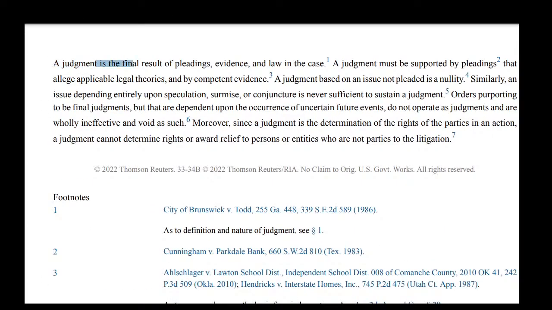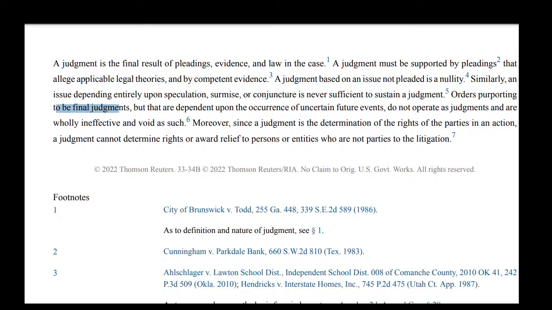A judgment is the final results of pleadings, evidence, and law in a case. So judgment is the final result of your pleadings, evidence, and law in the case. Judgment must be supported by pleadings that allege applicable legal theories and by competent evidence. A judgment based on an issue not pleaded is a nullity. Similarly, an issue depending entirely upon speculation, surmise, or conjecture is never sufficient to sustain a judgment.